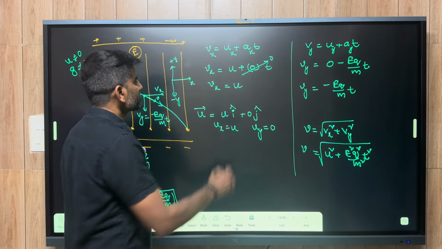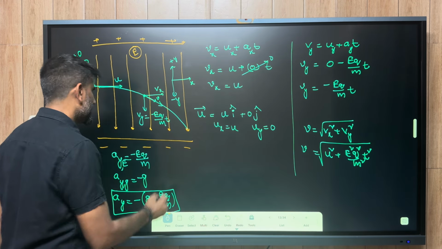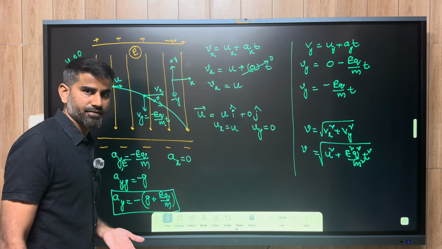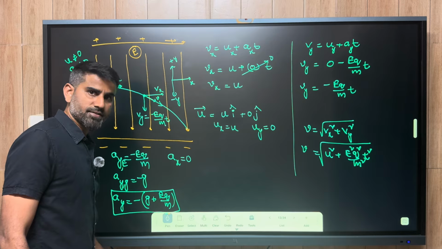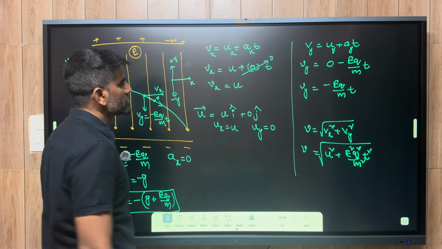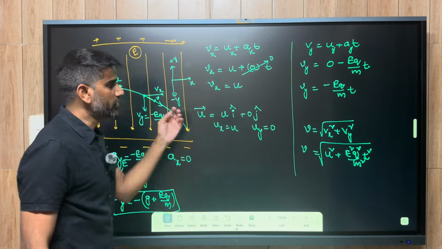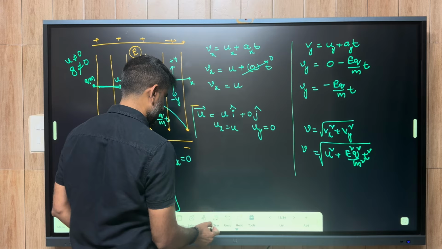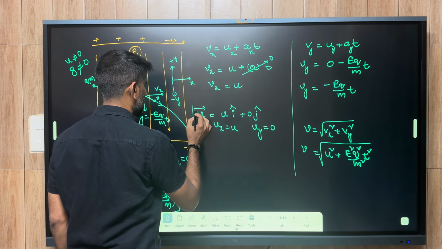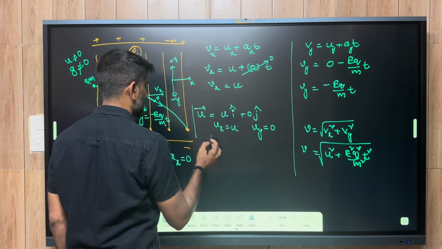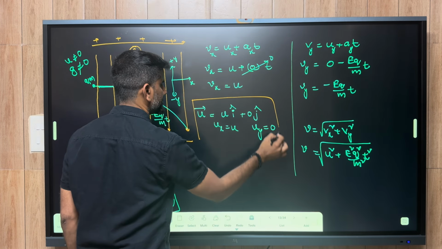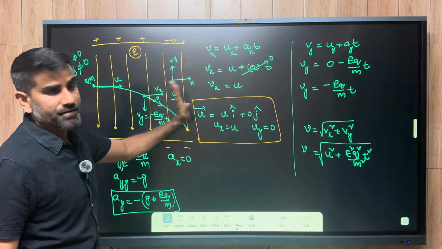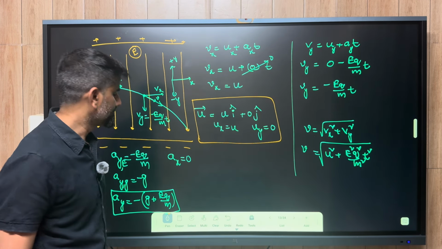Is that okay? So Vx is equal to ux plus ax t. What is the ax value? Ax is equal to 0, because there is no force along the x-axis. Both the forces are acting along the y-axis only. So the x component of acceleration is 0. The u will not change, it will remain as it is. Keep this as it is. X is equal to Vx. Is this clear?